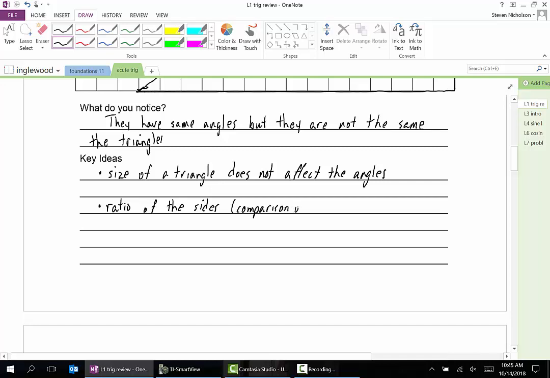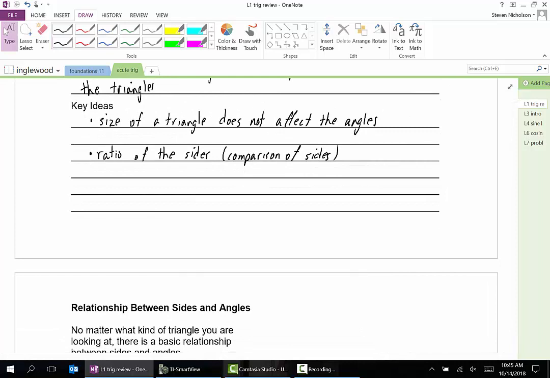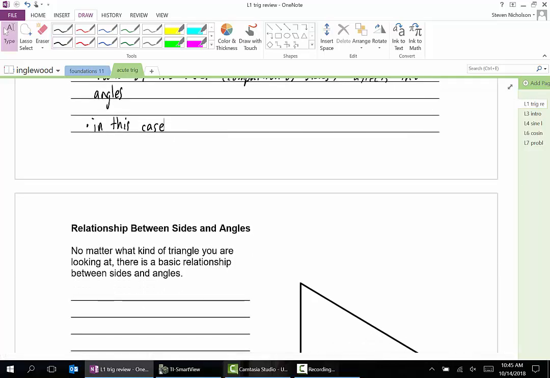So if you look at this triangle right here, you'll see what I mean in a sec. So the ratio of the sides, the comparison of the sides, affects the angles. And in this case, we can say one leg is 1.5 times bigger than the other.